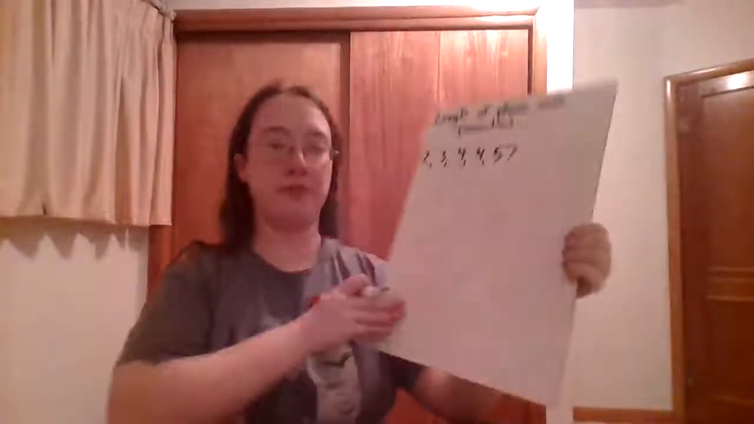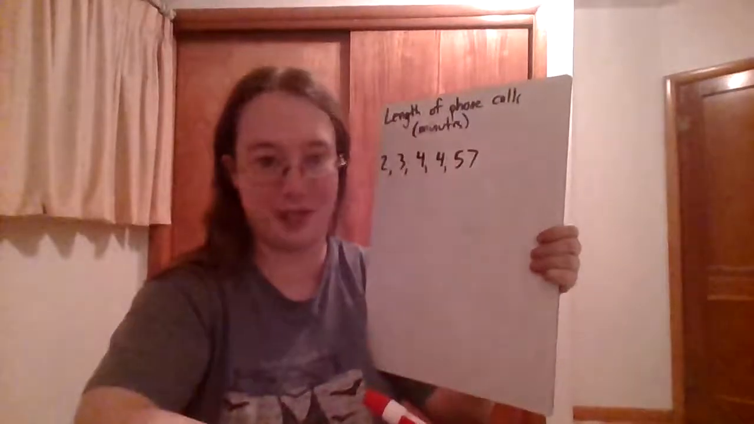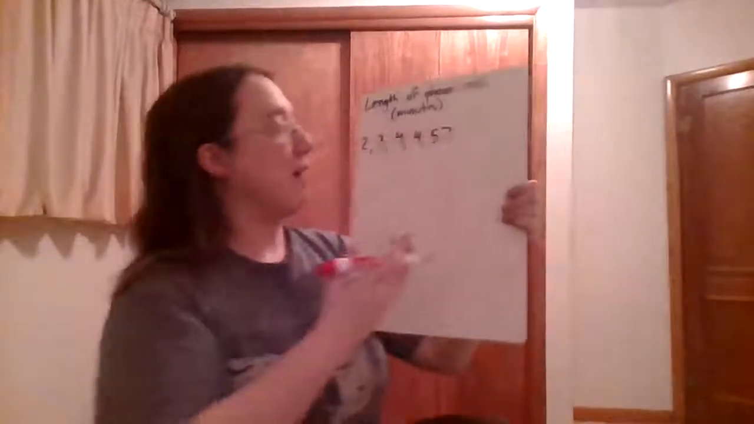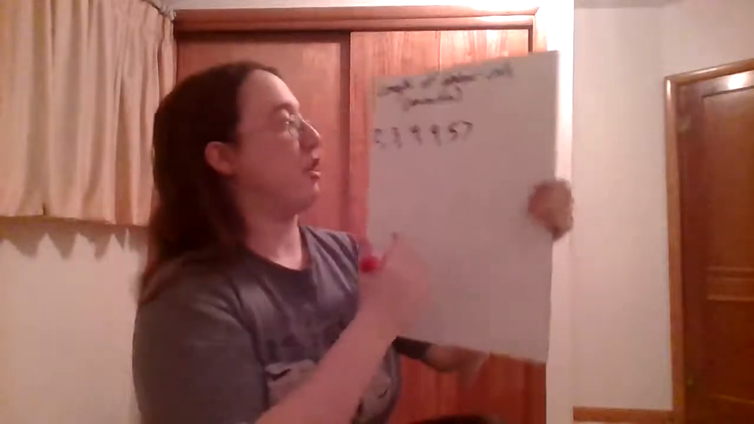Okay, so let's say I'm looking at some numbers. Let's say I had 5 phone calls. And let's say the lengths of my phone calls were 2 minutes, 3 minutes, 4 minutes, 4 minutes, and then 57 minutes. So maybe I called my grandma or something and she wouldn't stop talking. So we had 5 different calls there, and we're going to find our mean, our median, and our mode.